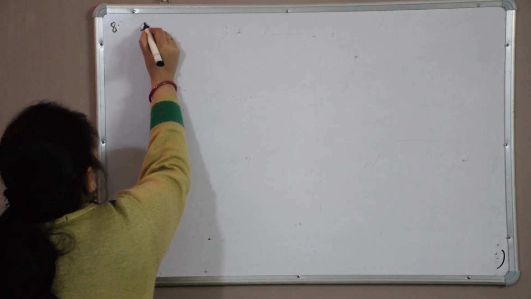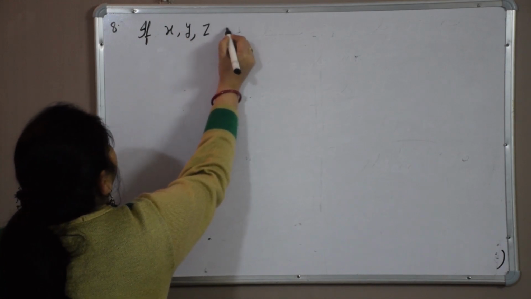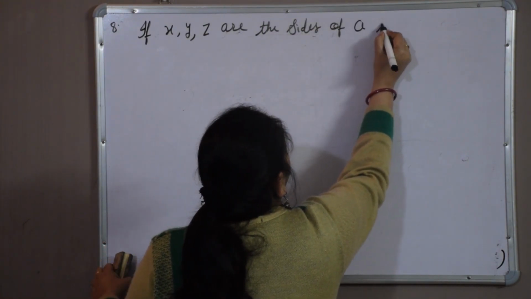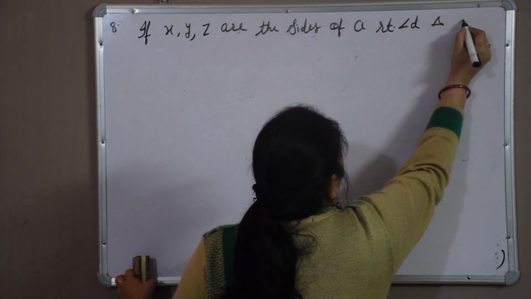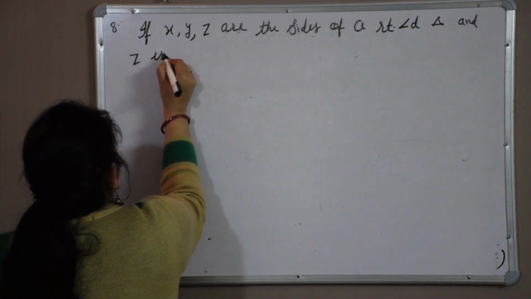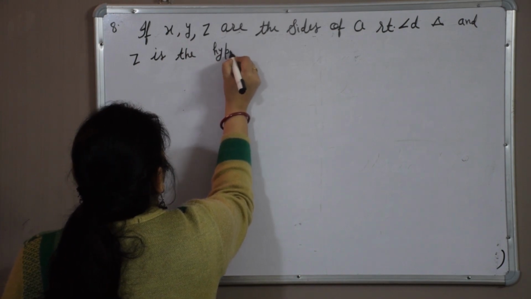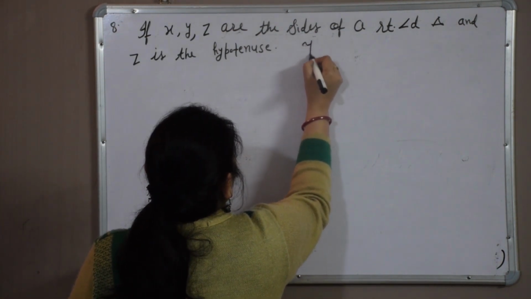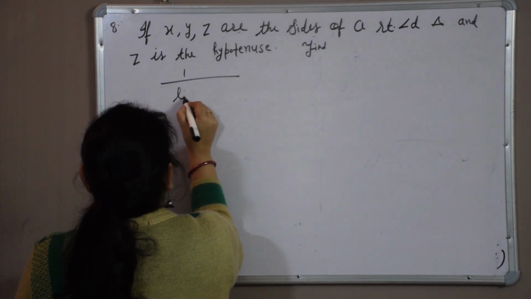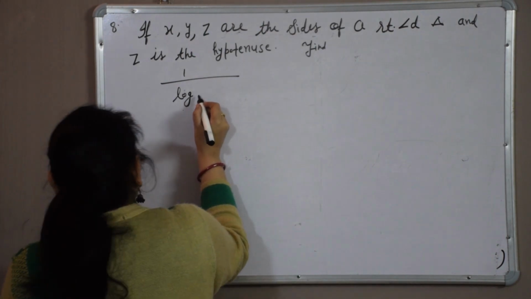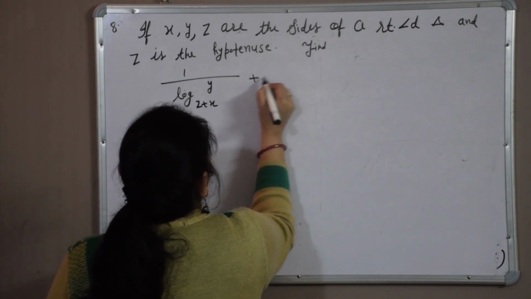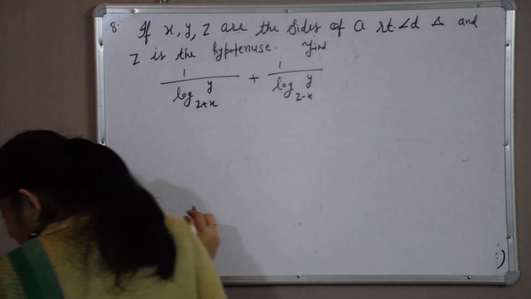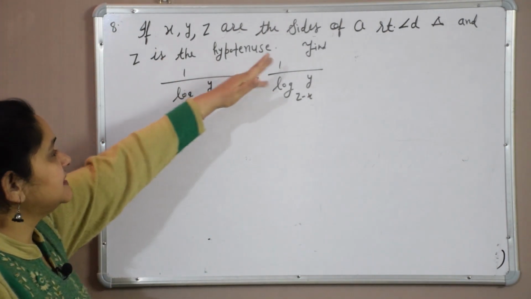Now the next question is, if x, y, z are the sides of a right angled triangle and z is the hypotenuse, z hypotenuse, that is the longest side. We need to find the value of 1 by log of y to the base z plus x plus 1 by log of y to the base z minus x. We need to see x, y, z are the sides of a right angle triangle.